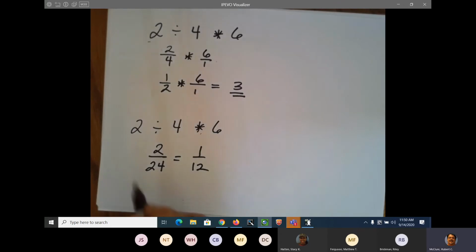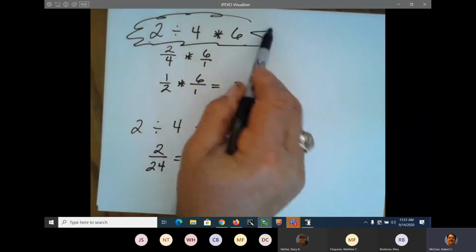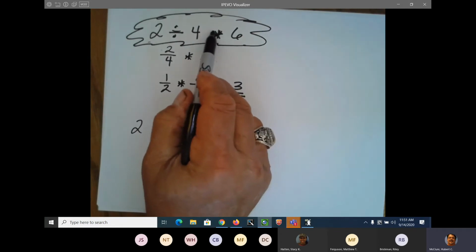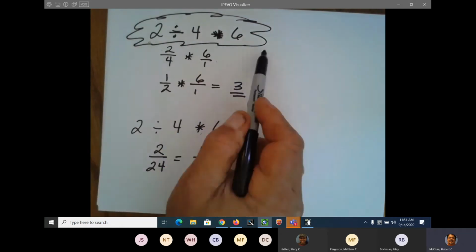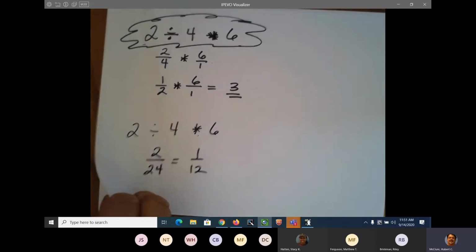So as you can see, you can't depend on "please excuse my dear Aunt Sally" all the time. If you have a mathematical sentence, and the 2 operations are brother and sister, then you do it left to right. Now let's do some that are not left to right.